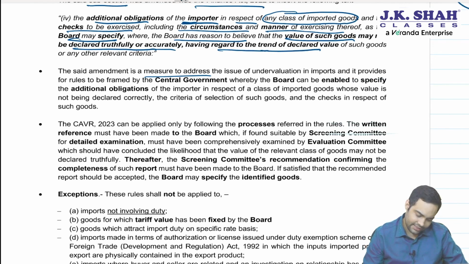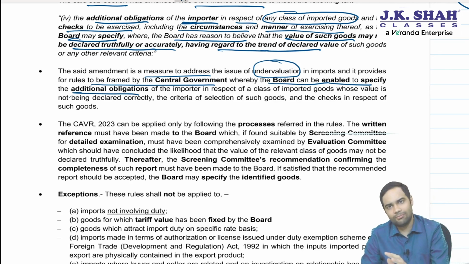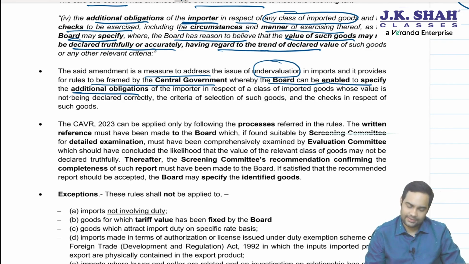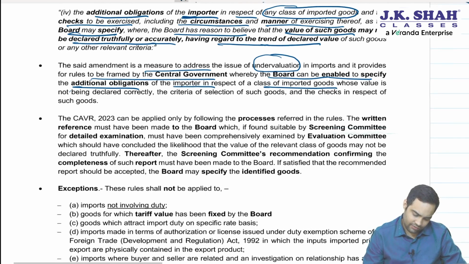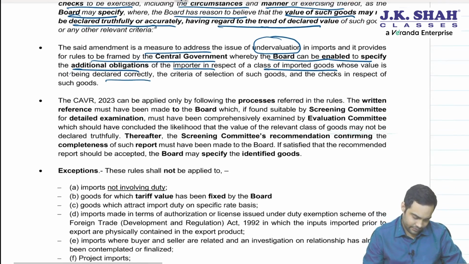This said amendment is a measure to address undervaluation, and the rules to be framed by government, whereby board can be enabled to specify additional obligation. So rules will be framed by government, board will put additional obligation on the importers for certain class of imported goods where value is not being declared correctly.